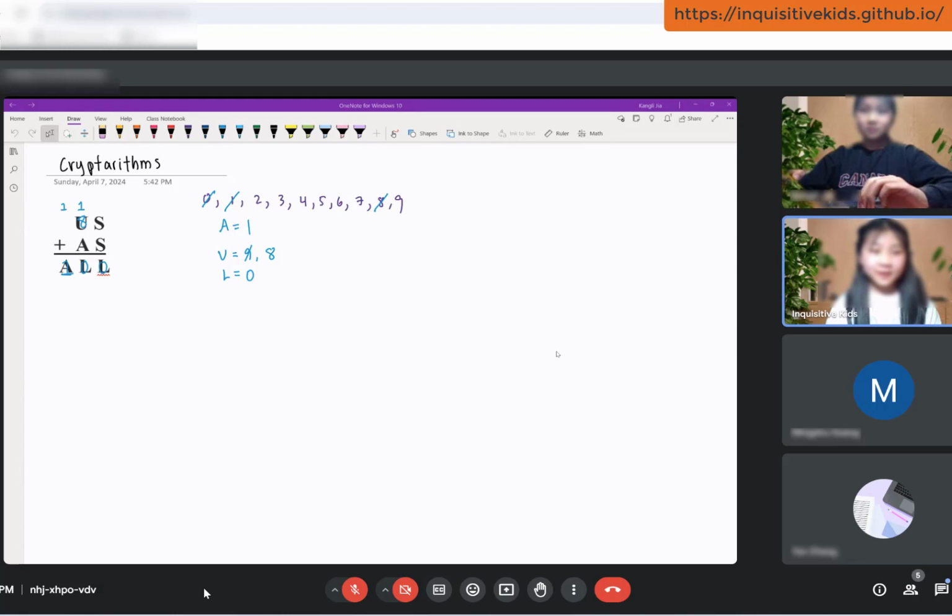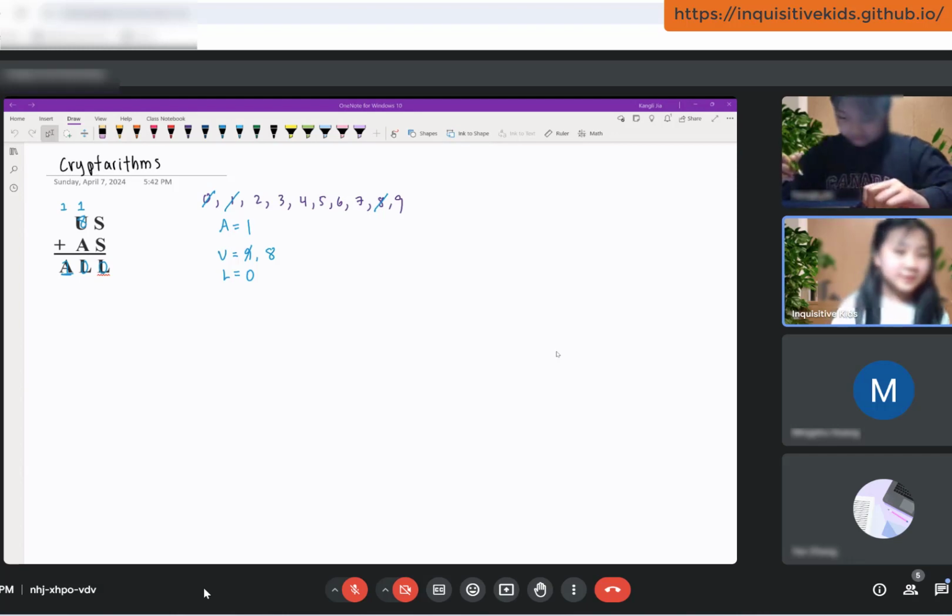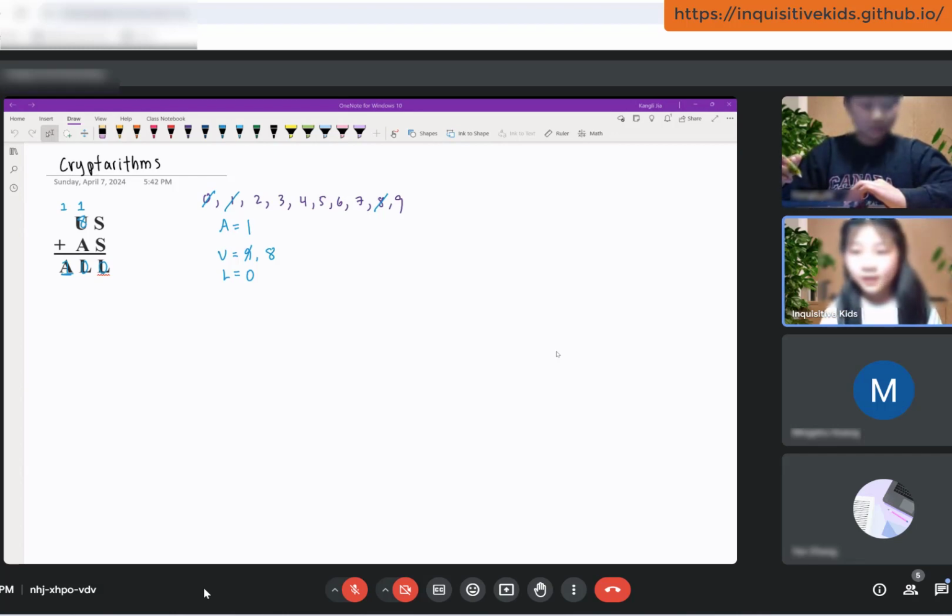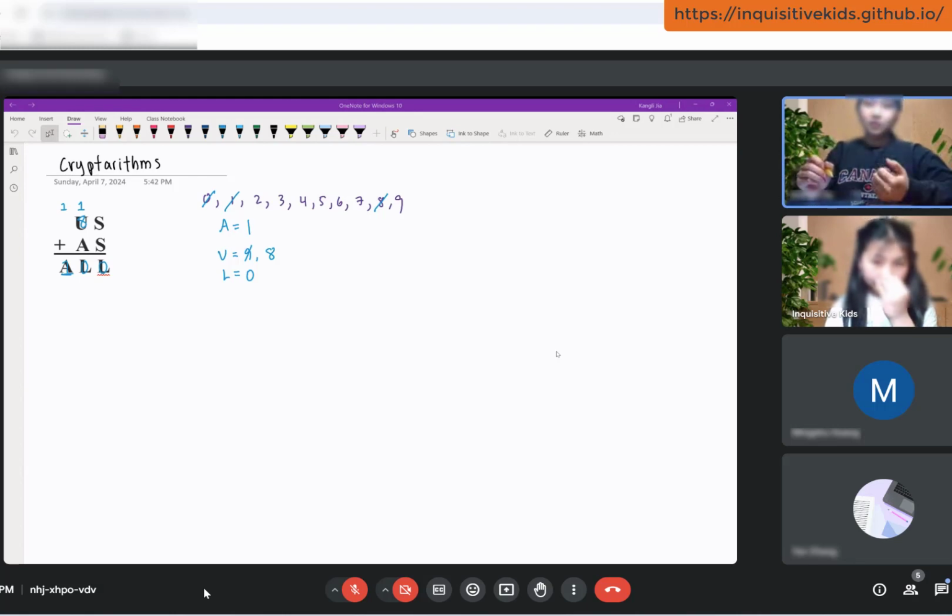Can I just say something? Yeah? When you figure out a letter, I think you should write the number close, maybe at the corner of it, because it's really hard to see and understand. And also, there's 2 A's, so you could write it as one. Oh yeah. So if we know that A in the hundreds place equals 1, then this A in the tens place also equals 1.